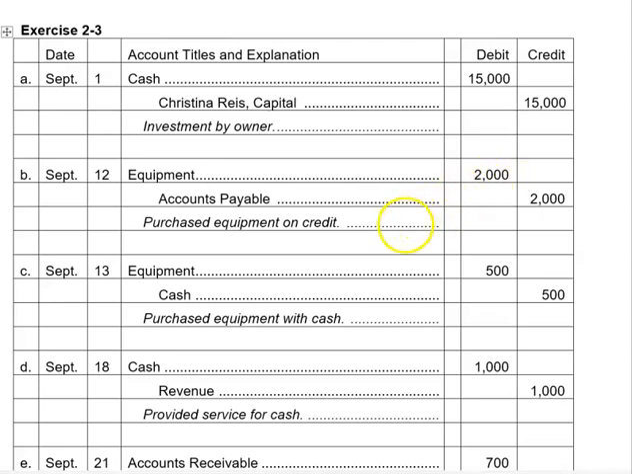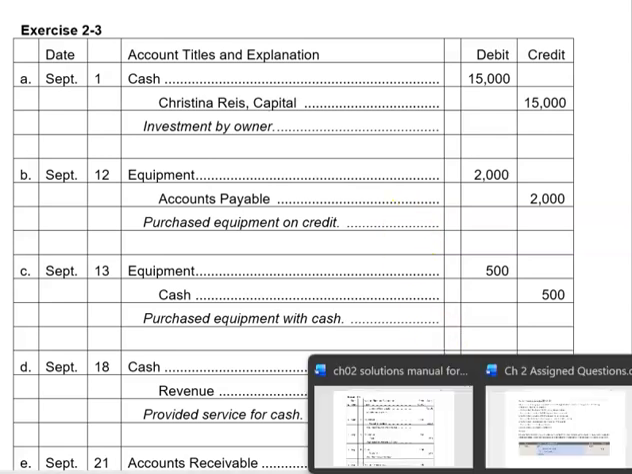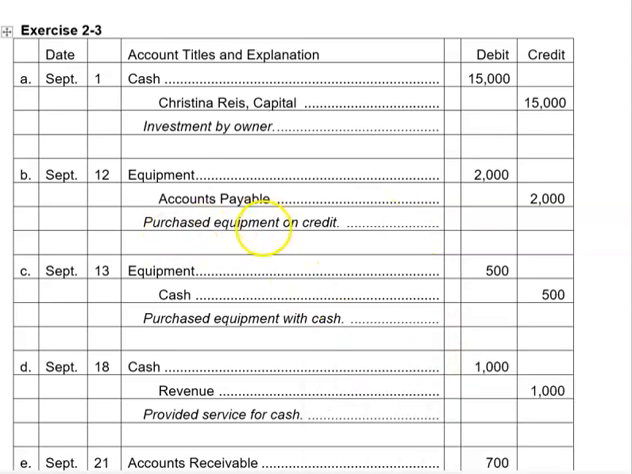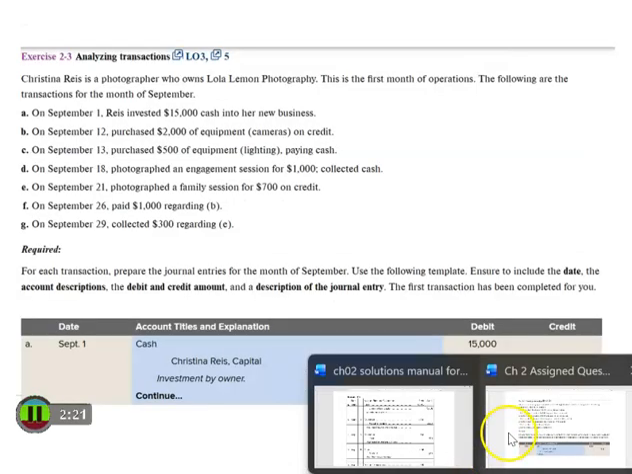And then the description would be purchase equipment on credit, or you could put purchase camera equipment. You could even call it camera equipment if you'd like, but purchase equipment on credit. Okay, so let's go look at the next one.